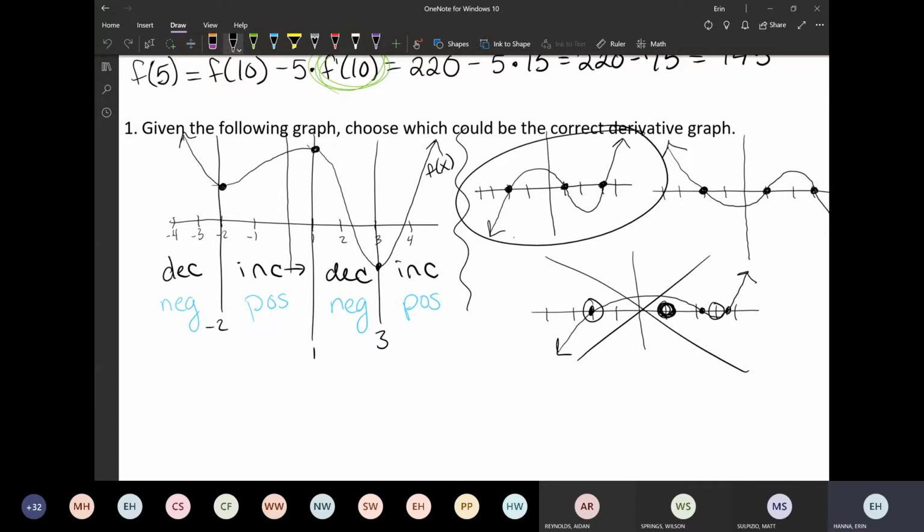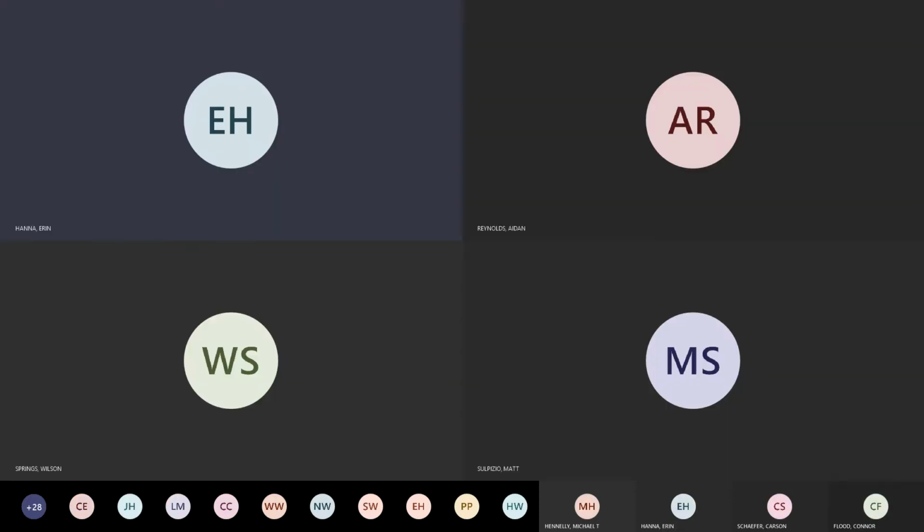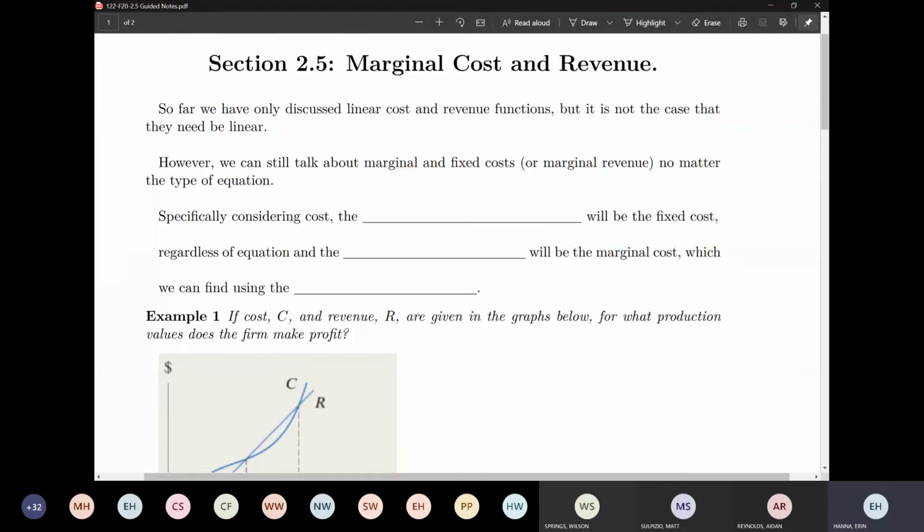We got 15 minutes, so we'll kind of start 2-5. Maybe, if the technology wants to work. All right, so let's see if I can jump over to 2-5. Maybe. Cool. No, that's not right. There we go.